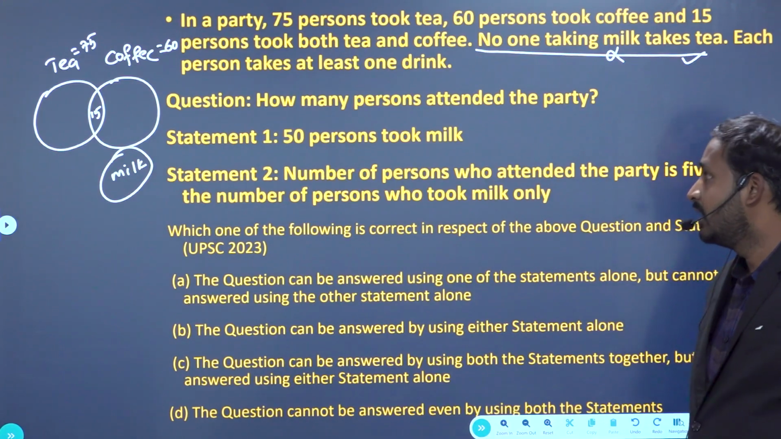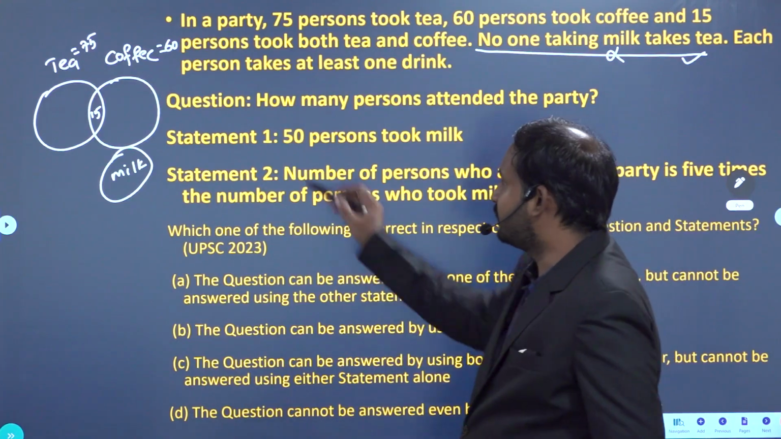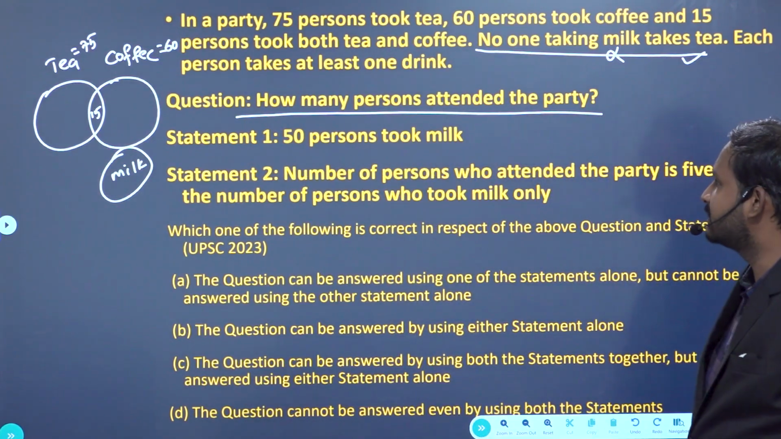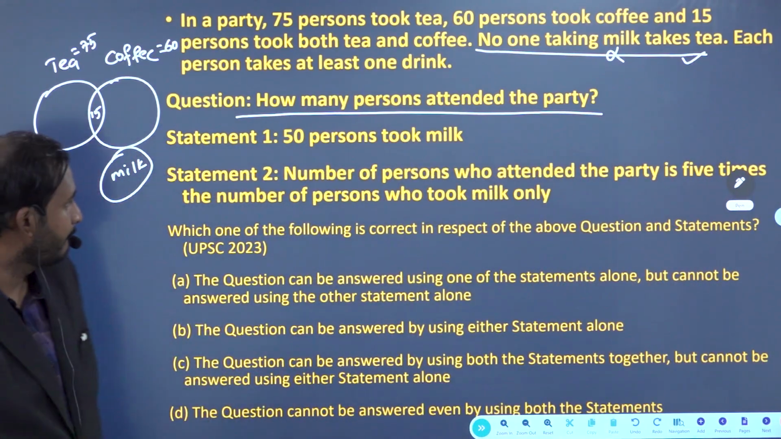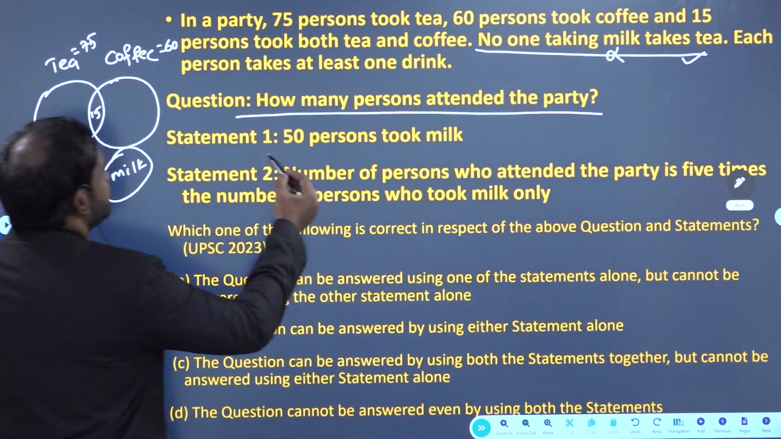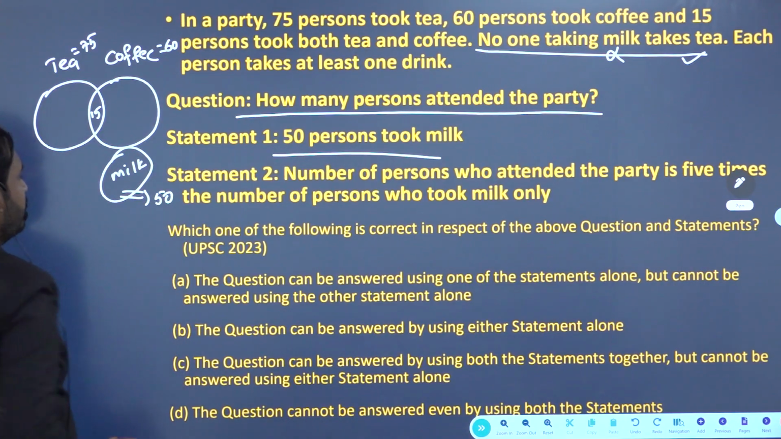Now the first question. How many persons attended the meeting? This is the question for us. Statement 1: 50 persons took milk. So if 50 persons took milk, can I tell the answer to the given question? Can I tell the answer?